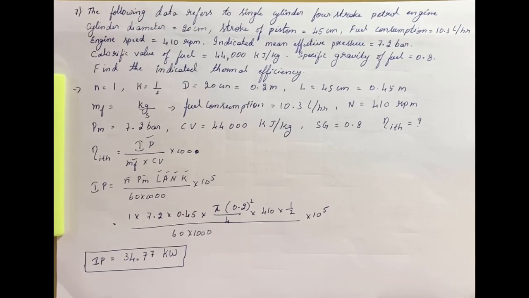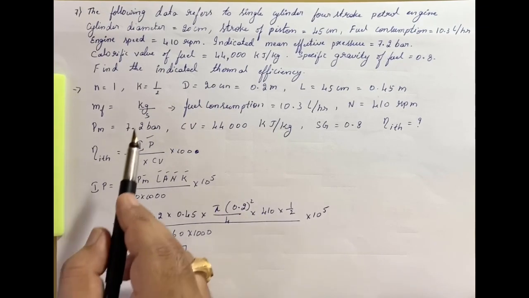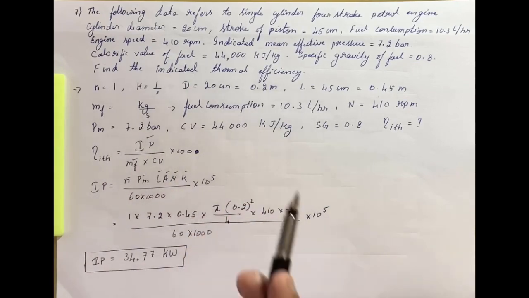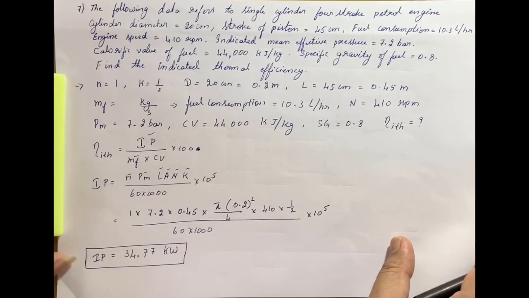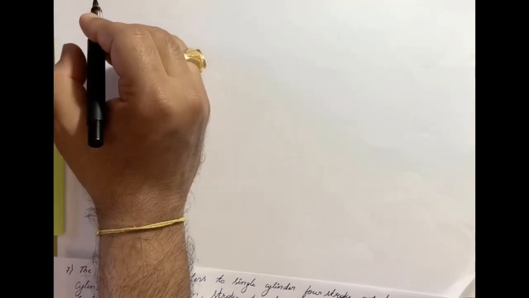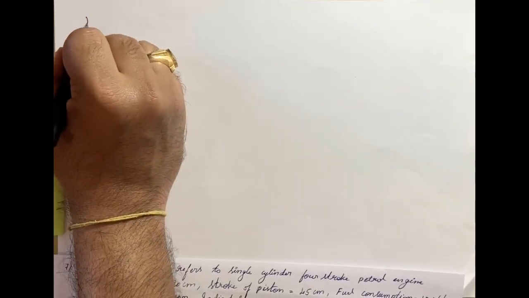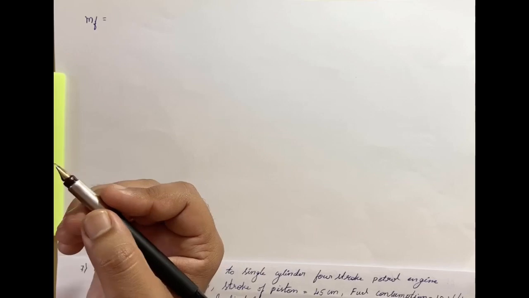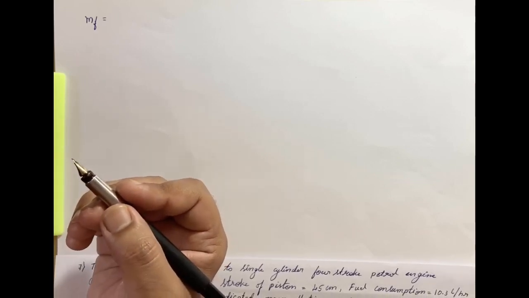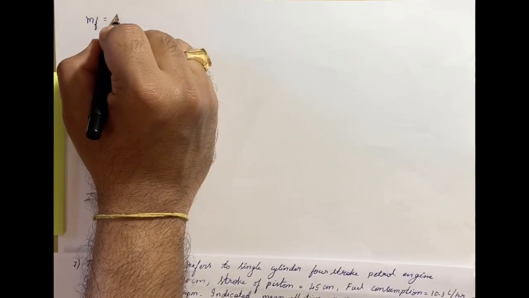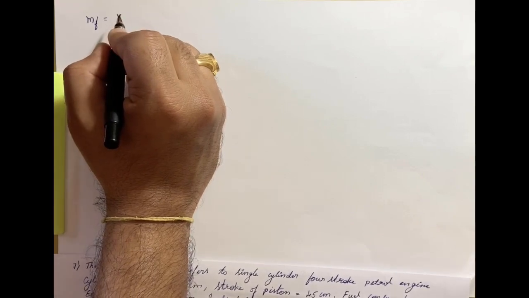Right. We got IP. We need to find the mass of fuel. Mass of fuel should be in terms of kg per second, but fuel consumption is given in terms of liters per hour. Now, mass of fuel is nothing but the volume into density.